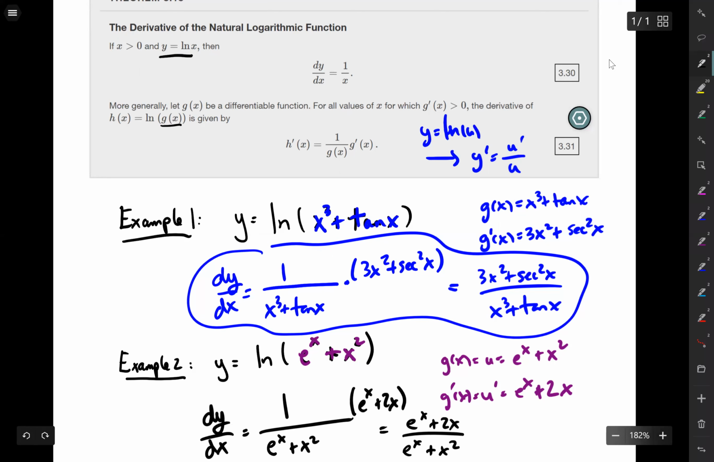And that's all it is. That's all there is to it for derivatives of natural logs. It's u prime over u. If you can remember that, you're in good shape.